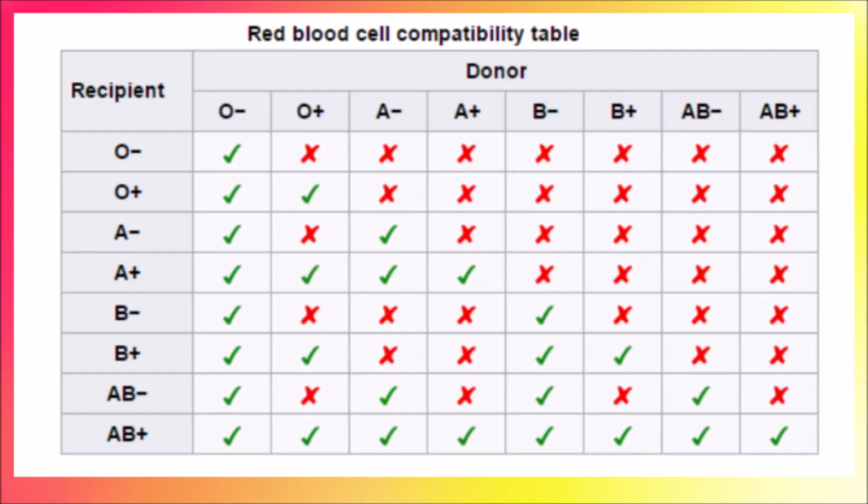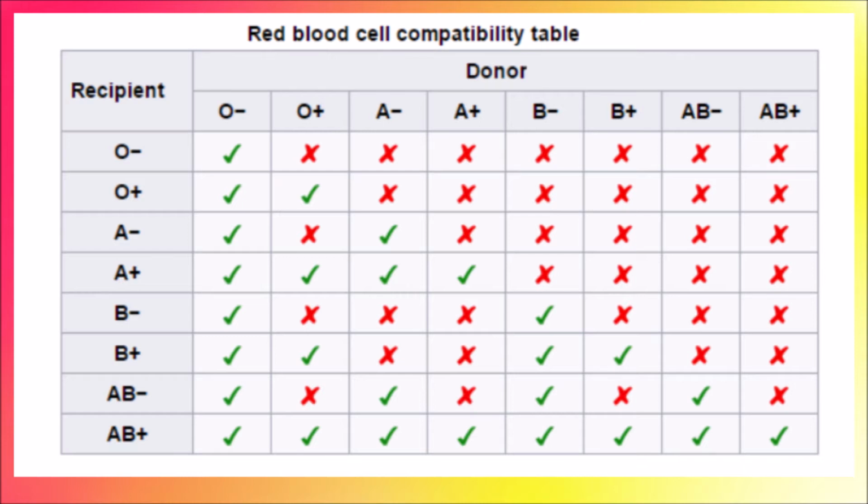Okay, so this chart shows the answer to the question, but I'm going to show you how to figure out who could donate to who without a chart. So this shows, okay, what if A positive in the donor row donated to, let's say, AB negative, and that would not work. You can see if you just match up from the chart.